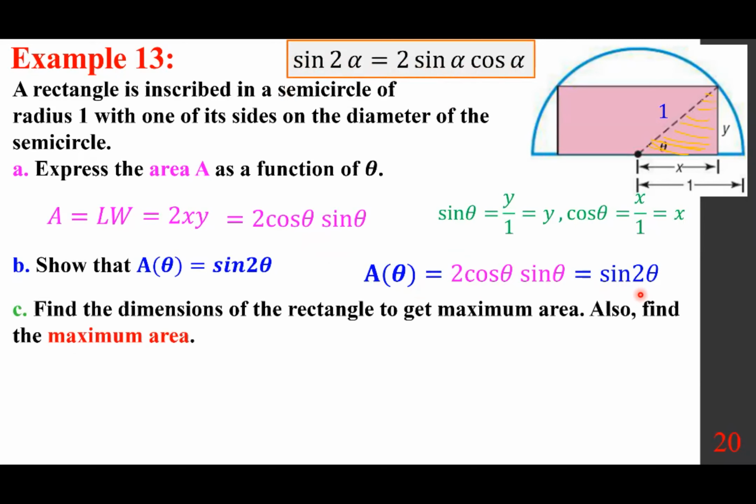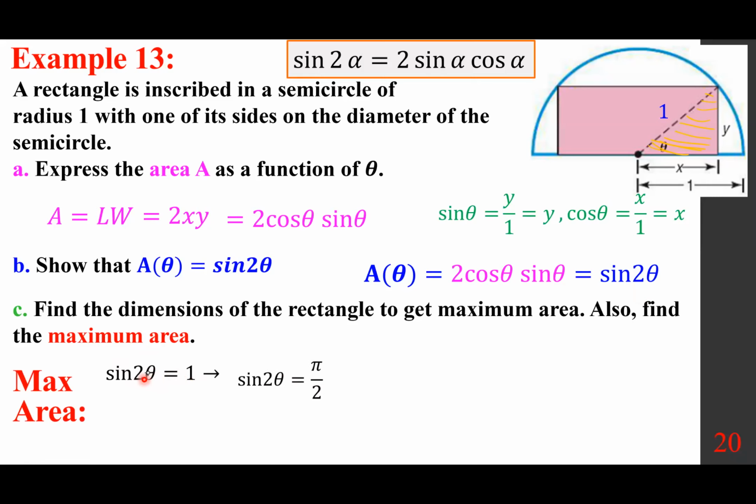Find the dimensions of the rectangle to get maximum area. Also find the maximum area. Well, the maximum happens when sine is maximum, and the sine is maximum equal to 1, right? The maximum value for sine is 1, everybody. When would that happen? When the angle is pi over 2. So 2 theta equals pi over 2. Theta is pi over 4 or 45 degrees. So the maximum occurs when we choose 45 degrees.